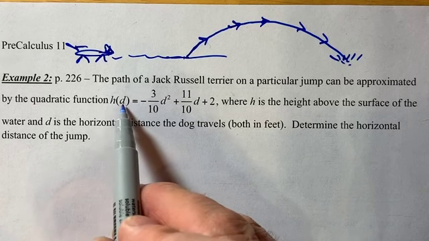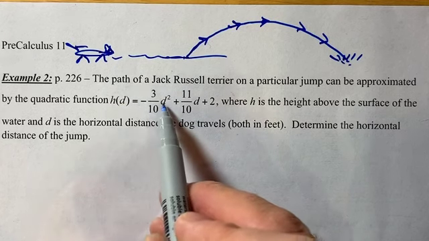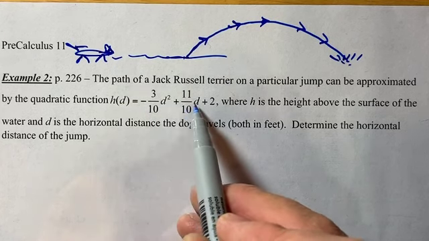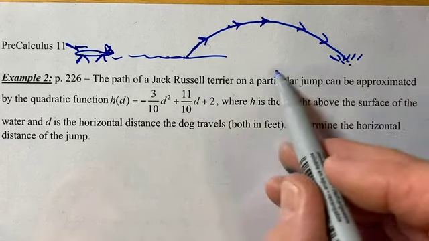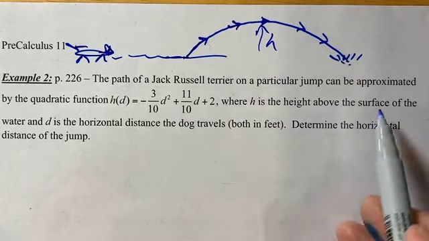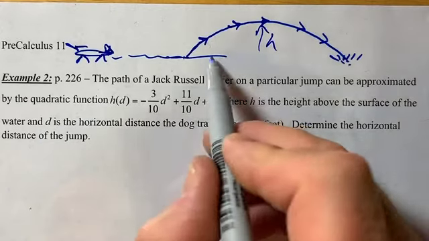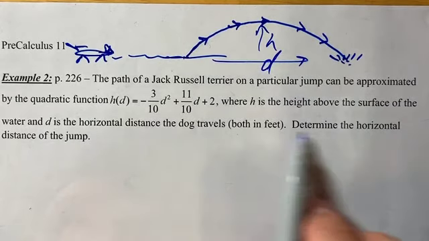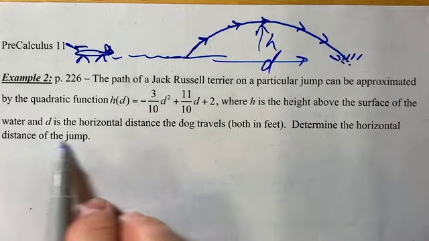The height, which is a function of distance, is negative 3/10 d squared plus 11/10 d plus 2. h is the height above the water. This is the height. And d is the horizontal distance. This is the d, the distance. Okay. So determine the horizontal distance of the jump.